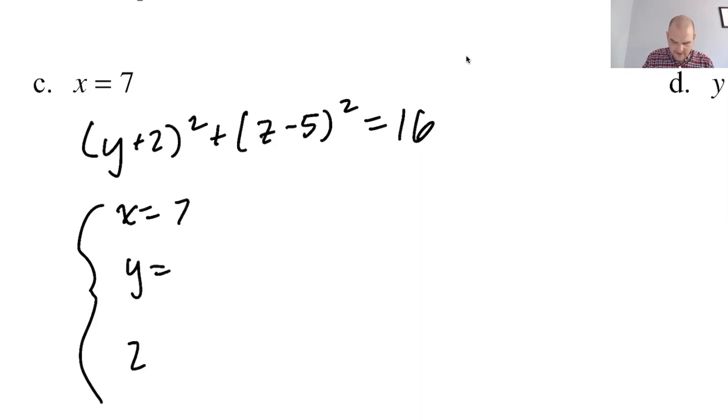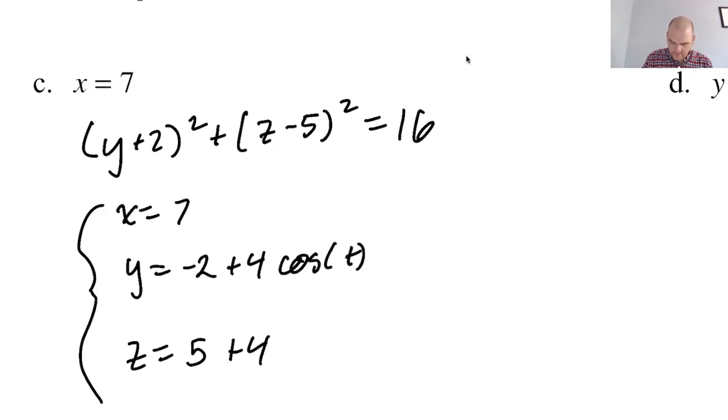Y equals, z equals, center negative 2, 5, radius is 4. Okay, x was equal to 7. It's y and z this time. Plus 4 cosine of t, plus 4 sine of t.